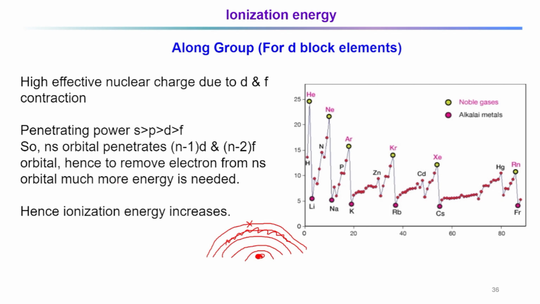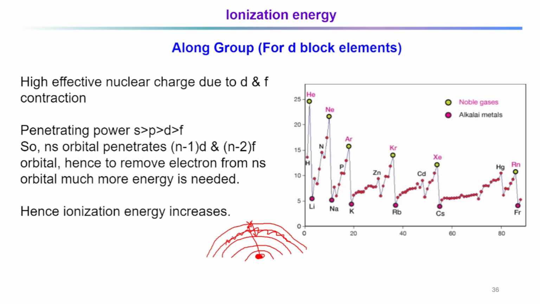So this nucleus will attract this electron strongly, right? So this electron will try to come close, and actually it will go close and go beyond this n-1 d or n-2 f. It will go closer than these d electrons and f electrons. So that's why this contraction is also known as penetrating power. This s orbital can actually penetrate the d orbital and f orbitals, whatever present there, and it can go inside.